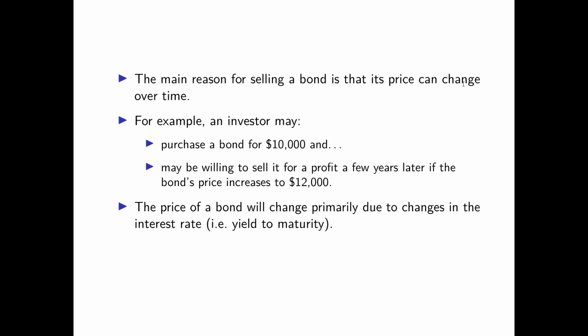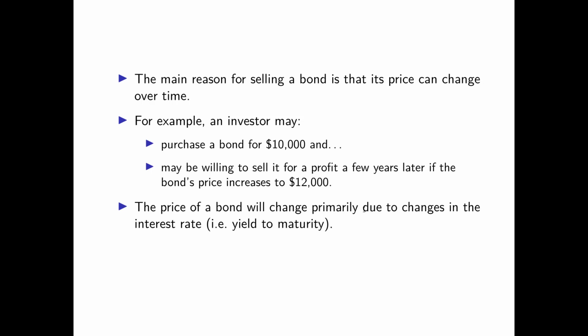Now, the yield to maturity or interest rates is a variable that fluctuates all the time. And this is actually going to be the topic of the next chapter. What causes the yield to maturity to change over time? What causes interest rates to change? All right. So, for example, an investor may purchase a bond for $10,000 and may be willing to sell it for a profit a few years later if the bond price increases to $12,000, for example. So that investor would be making some sort of profit.